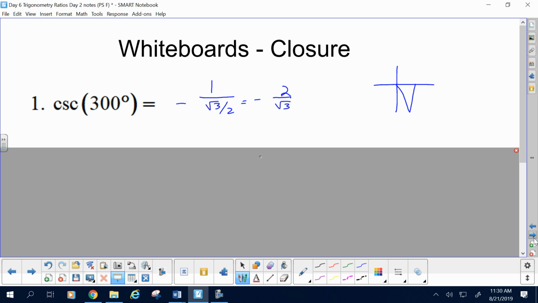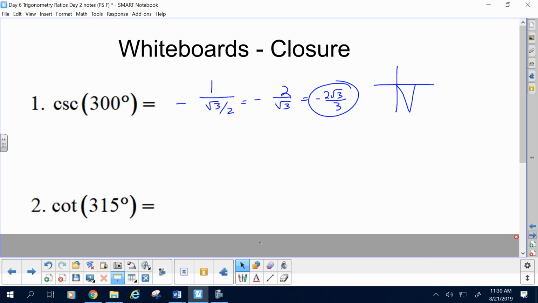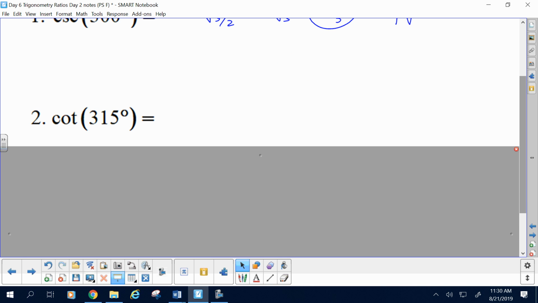Are you with me so far? Do you agree with negative 2 over root 3? And when you rationalize it, what do you get? 2 root 3 over 3. Okay. Success? Try cotangent of 350.